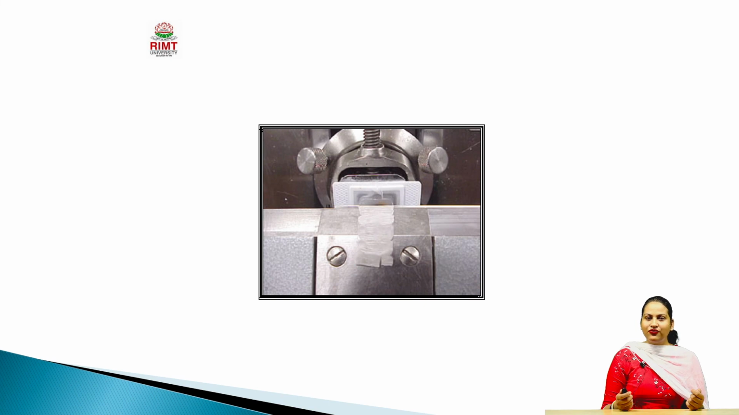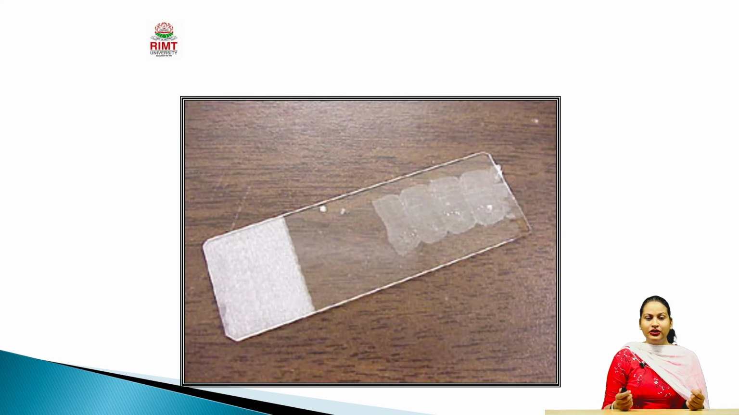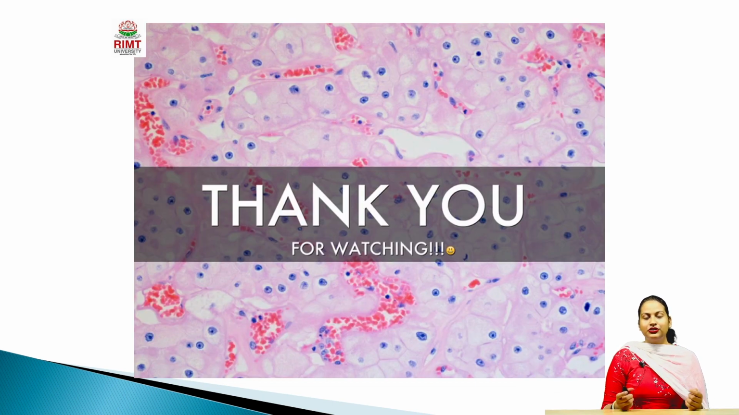So, this is a one-by-one diagram that shows how the ribbon forms on the knife. This is how we keep the tissue section in the floating bath, and then how we take the tissue sample on the glass slide for staining and further microscopy.